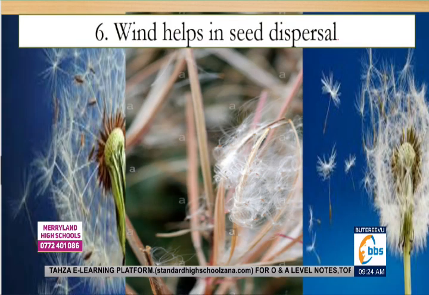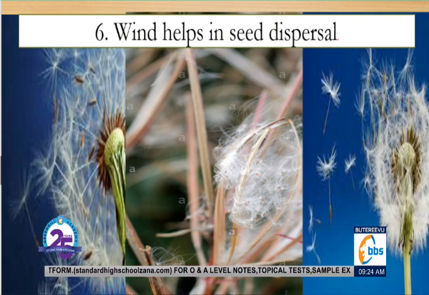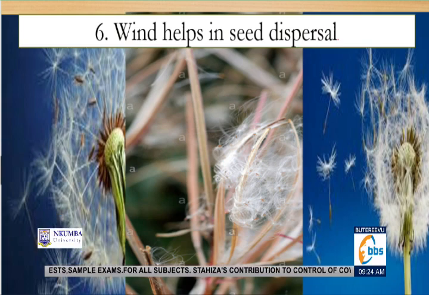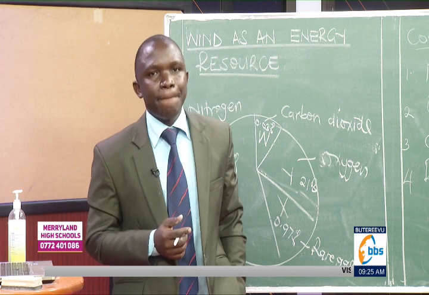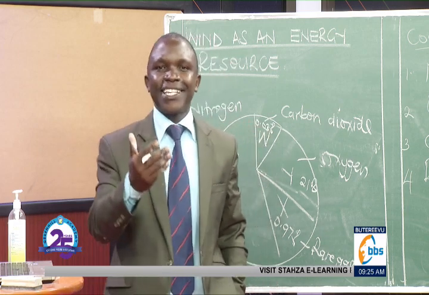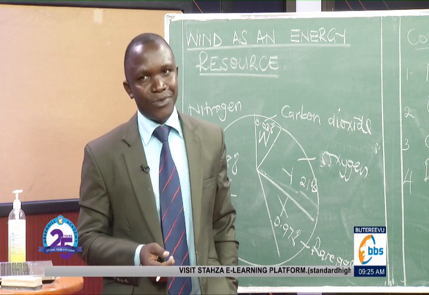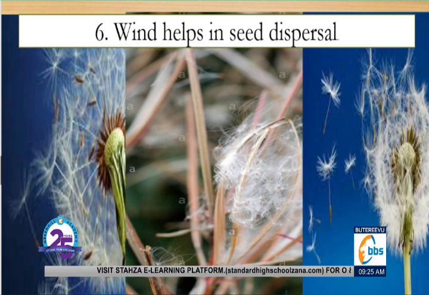Then wind helps in seed dispersal. Look at that example there on the screen. Those seeds were dispersed by wind. Remember, seeds that are dispersed by wind are light. Sometimes they have a parachute-like structure. They are hairy and so on. That is P6 work. Examples of seeds dispersed by wind include tree ducks, dandelion, and jacaranda seeds. So wind helps us in seed dispersal.